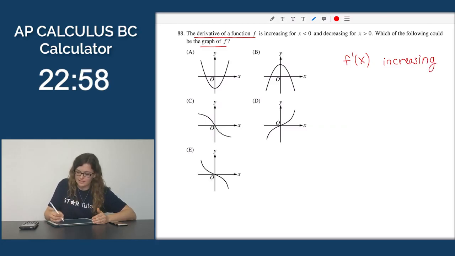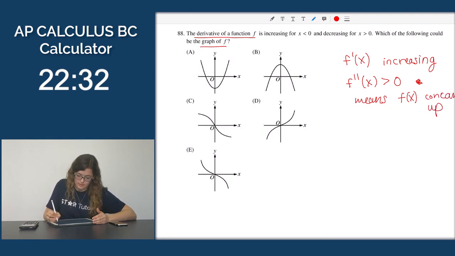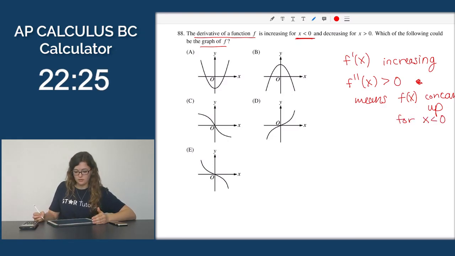f prime of x increasing tells me that its derivative is positive. So that tells me f double prime of x is positive, which means the function f of x is concave up. That's for x less than 0. So for x less than 0, my function should be concave up.